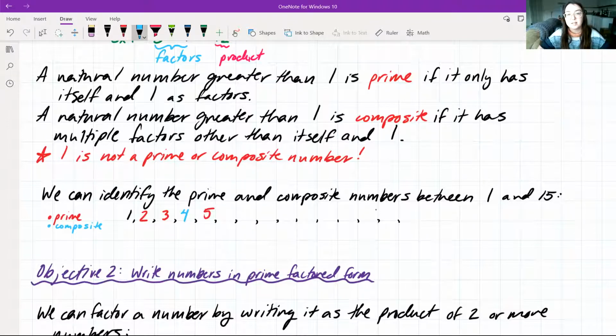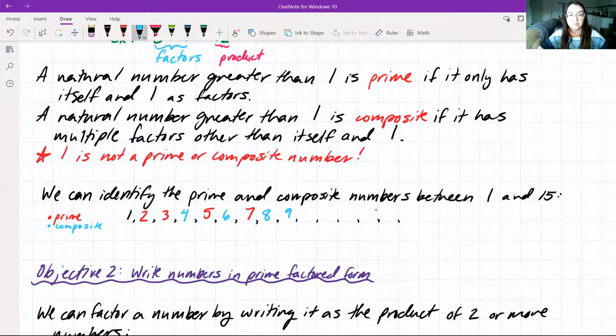Then moving on to 6. 1 and 6 are factors of 6, but so are 2 and 3. Then 7. The only numbers multiplied to equal 7 are 1 and 7. So 7 is prime. Then we have 8. 1 and 8 are factors of 8, but so are 2 and 4. So 8 is also composite. Then we have number 9. 1 and 9 are factors of 9, but so are 3 and 3. So 3 times 3 is 9. So 9 is also composite.